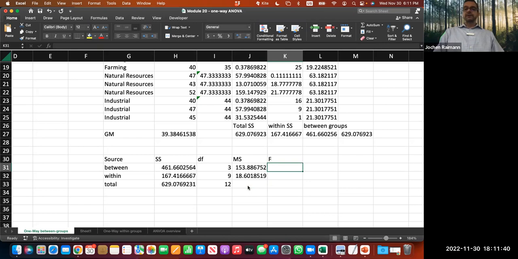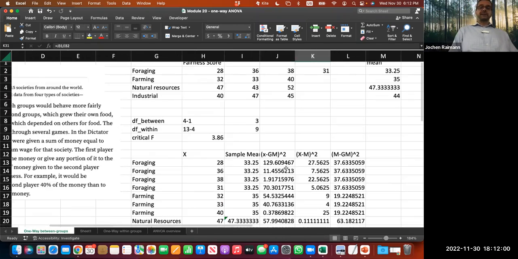And then lastly, you just need to calculate your F. And your F is nothing else but your between groups variance divided by your within groups variance. And this comes to an F of 8.27. And 8.27, if you remember our critical F, is significantly different. So that means at least one of these groups is different from another.